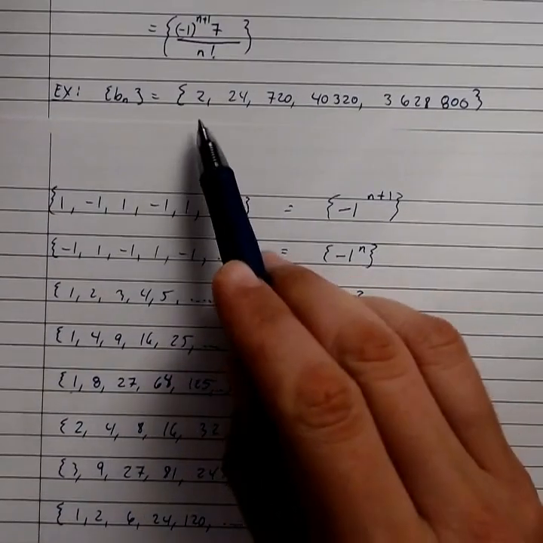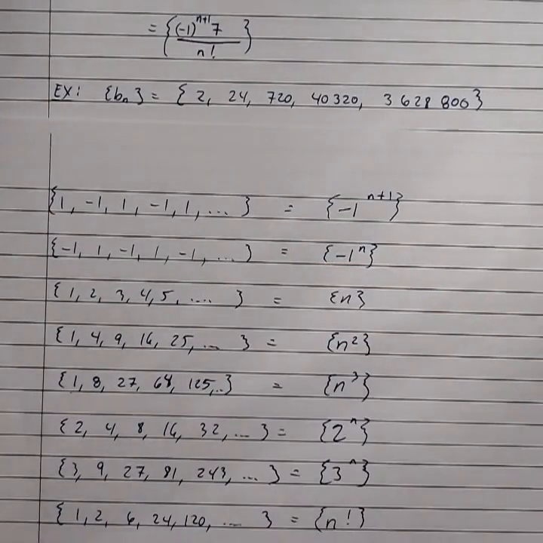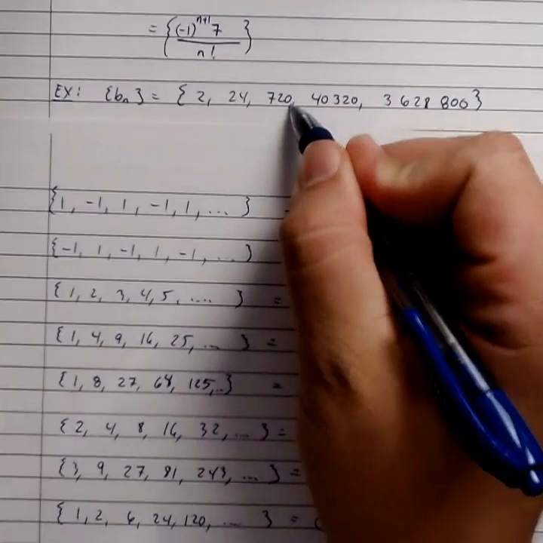Notice I have 2 and 24. Well, those are the numbers on the factorial list. I have a 2 right here and a 24. Well, that's the second one. That's the fourth one. I wonder what the sixth one is. So I went through and I said, let's find 6 factorial. And in fact, that was 720.